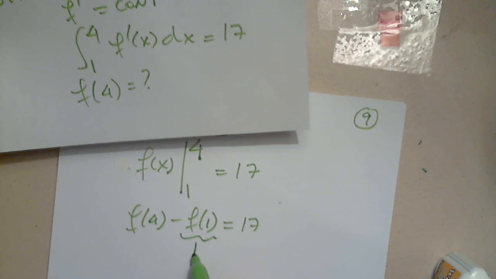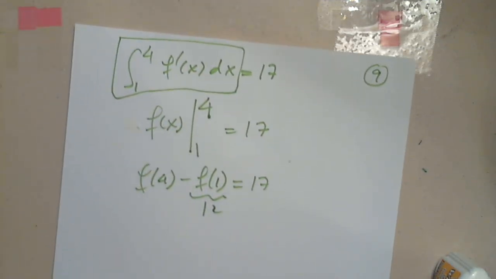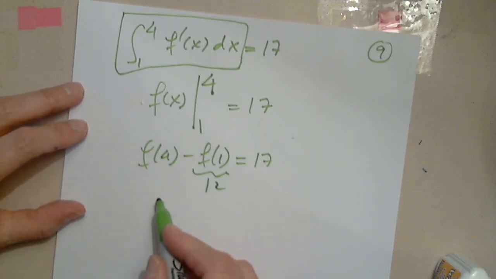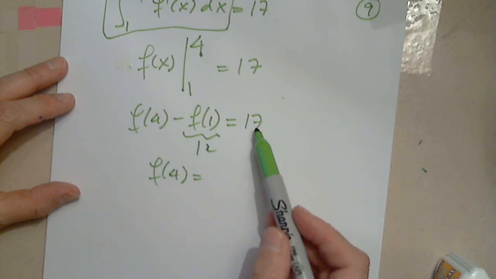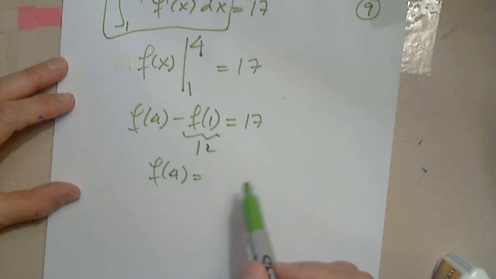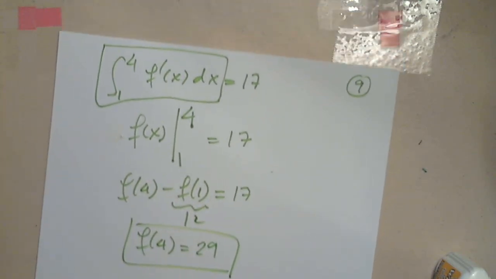So this is not what we really wanted to look at. But it's a very good example. So f of 4 is 17, and we are adding 12, so it's 29. It's a very good example.